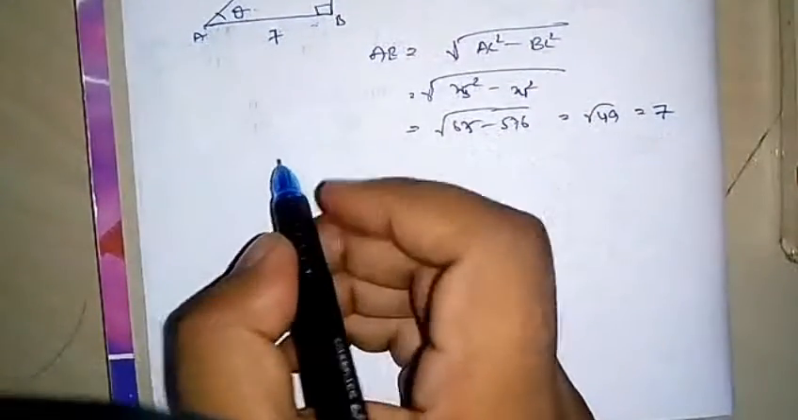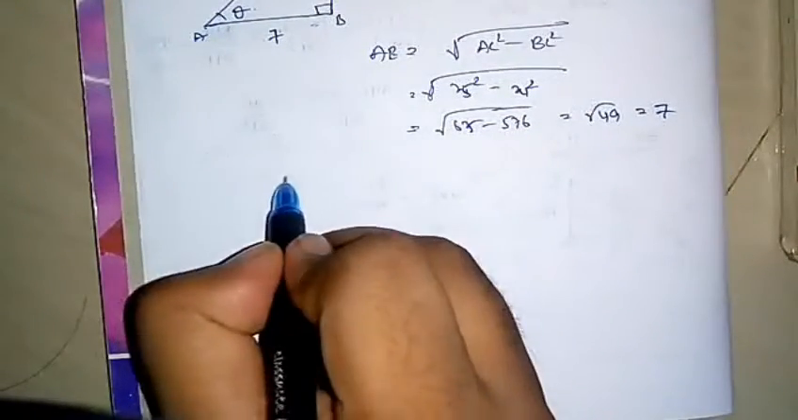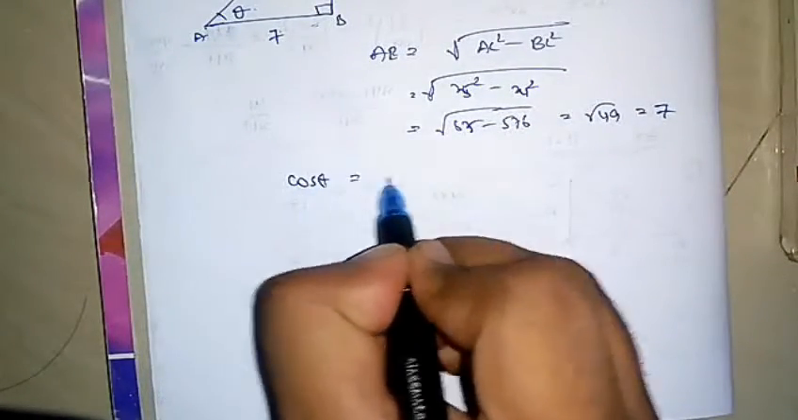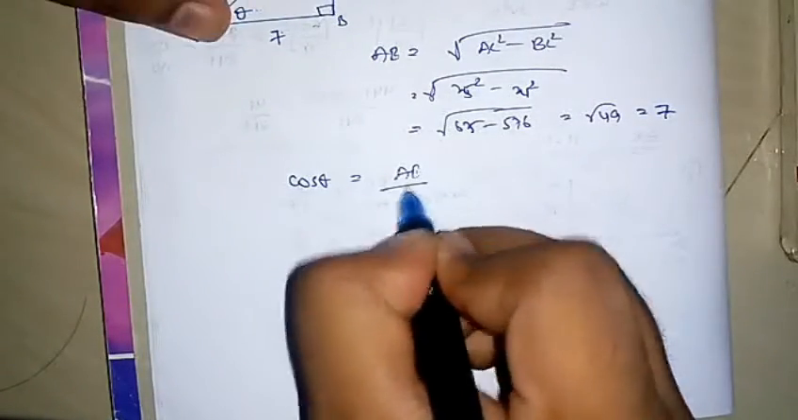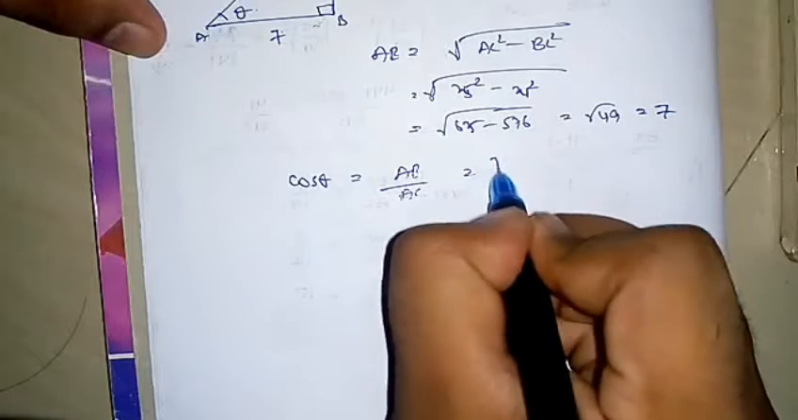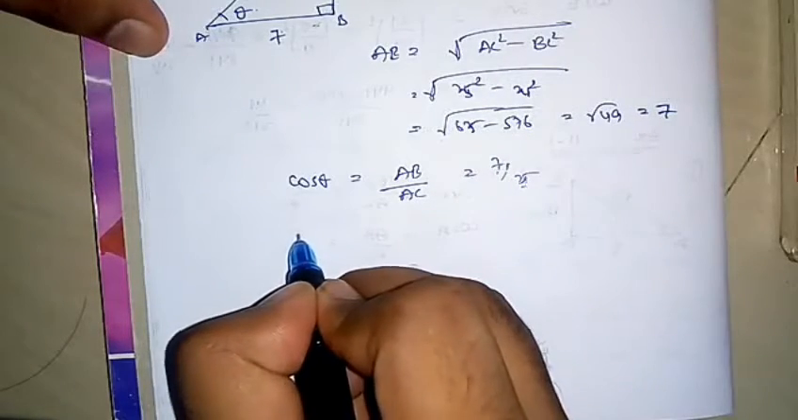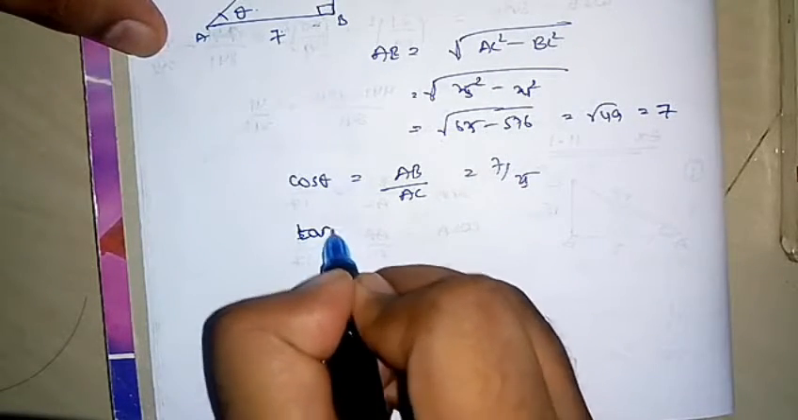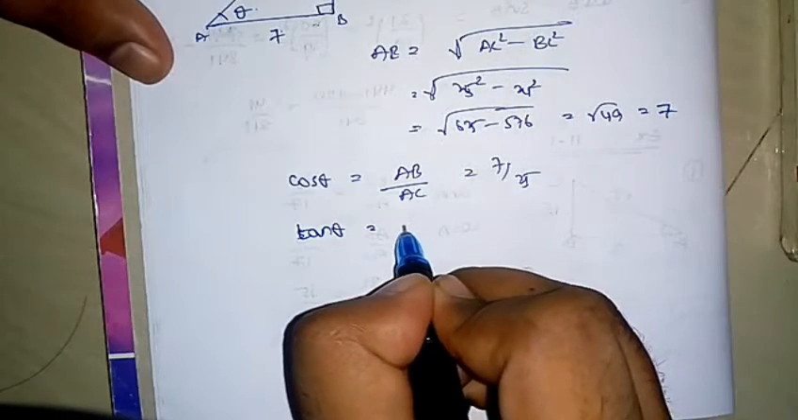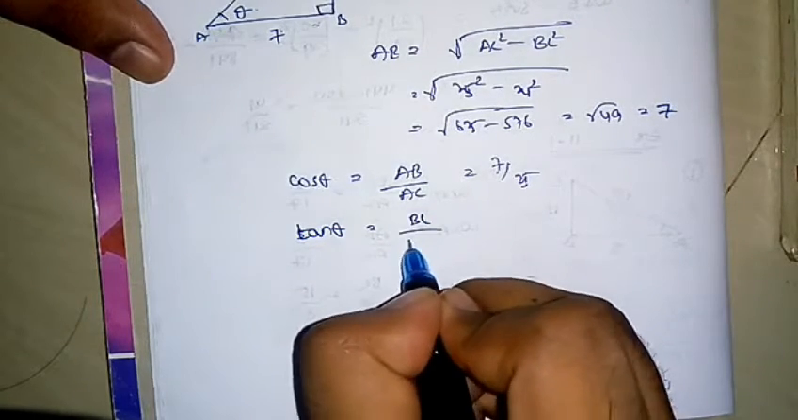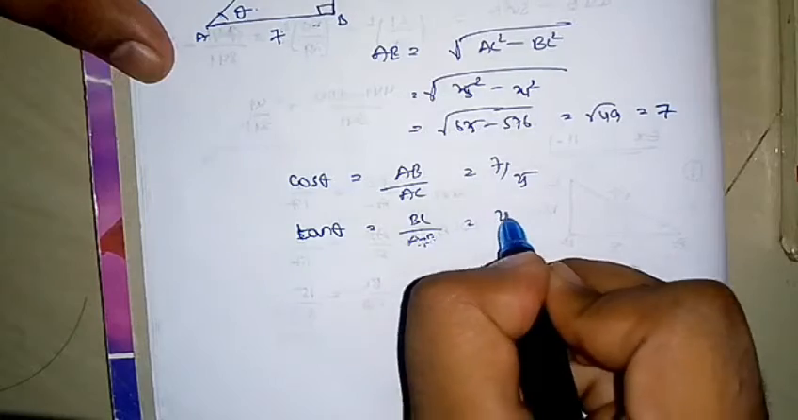Now we are asked to find cos theta and tan theta. So cos theta is equal to adjacent side AB by hypotenuse AC, which is equal to 7 by 25, and tan theta is equal to opposite side BC by adjacent side AB, which is equal to 24 by 7.